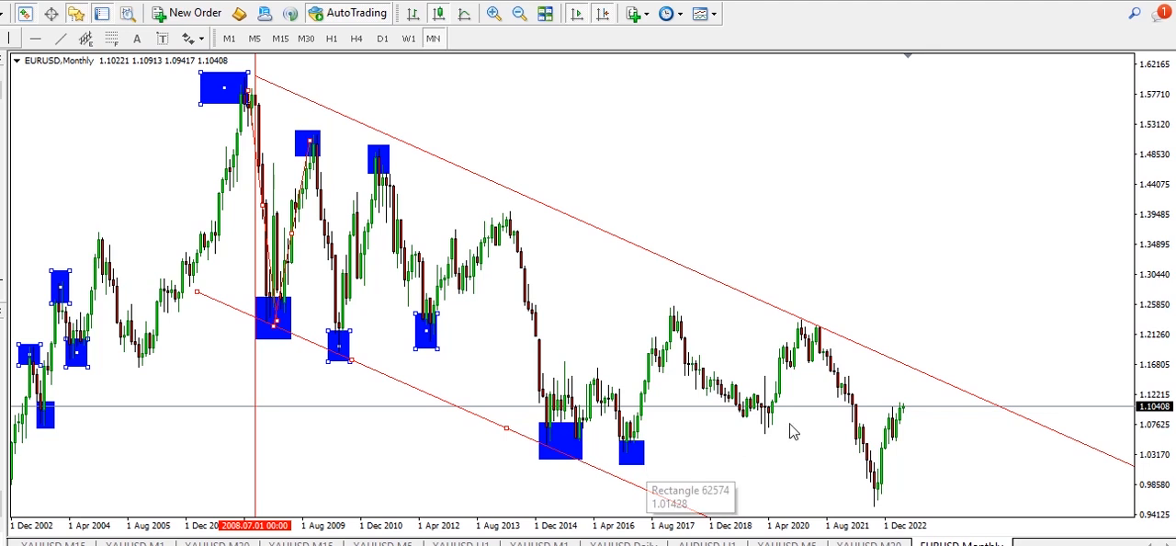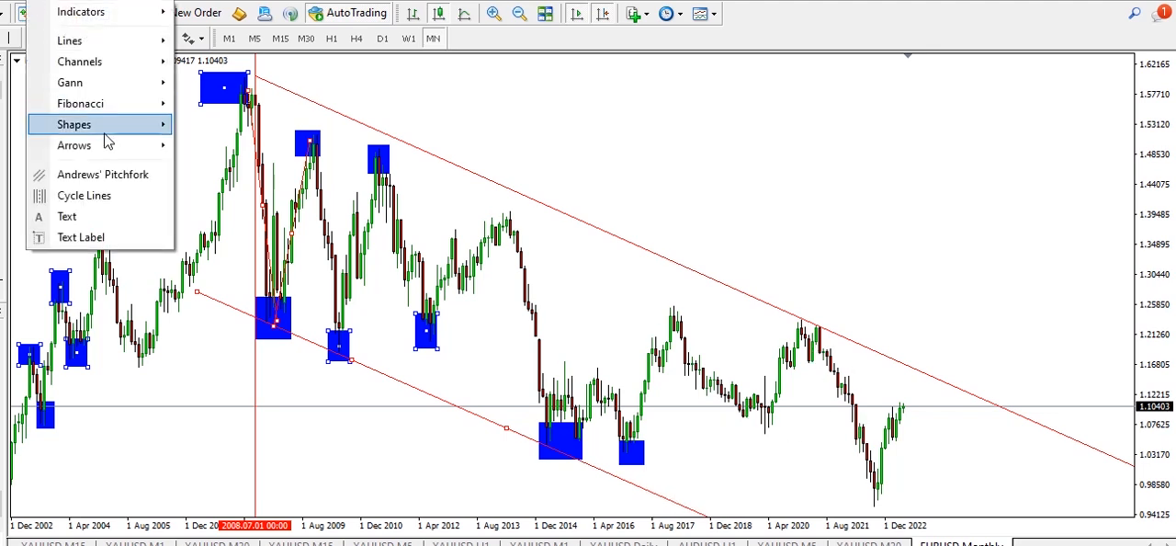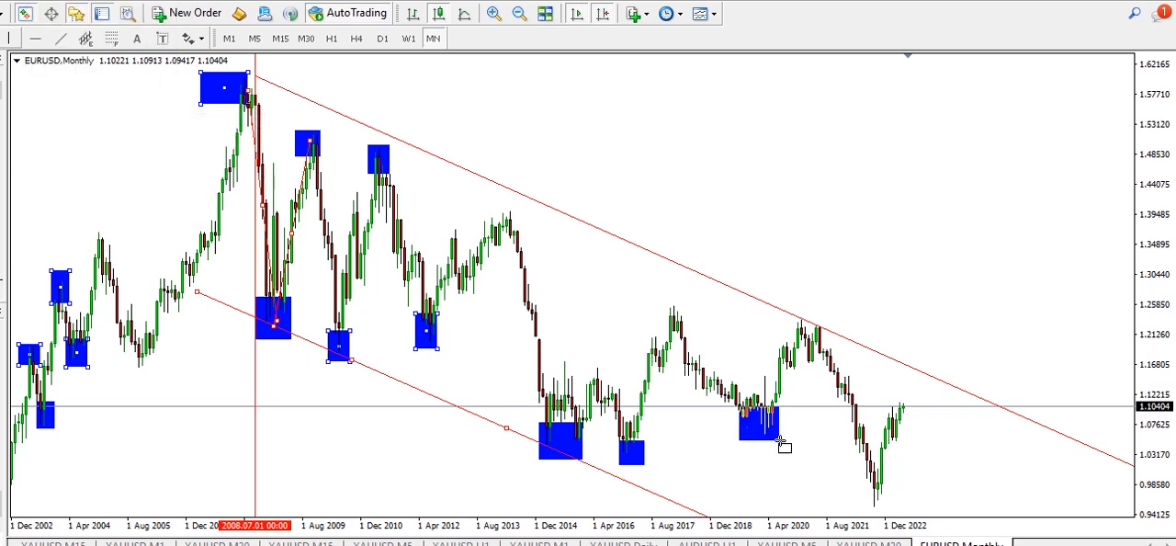This is another low, got broken at the end of the day by this. This is another low around here, got broken by this. Okay, that's break of structure to the downside. When you start to see break of structure to the downside, know that you have a bearish trend on the screen, and you look for selling opportunities.